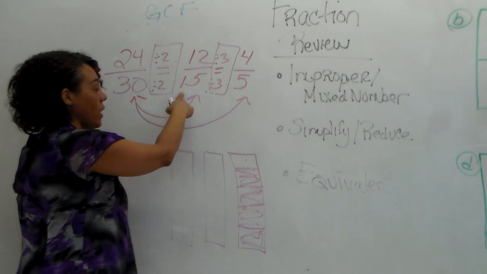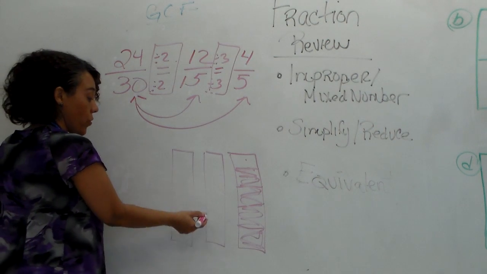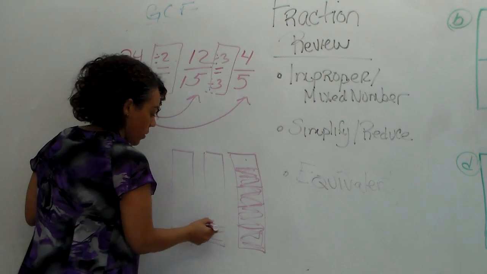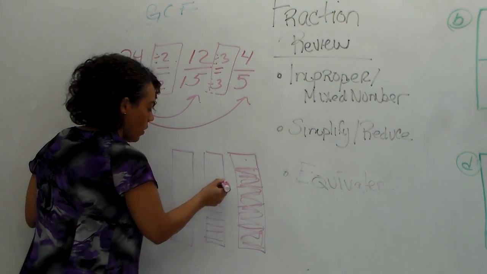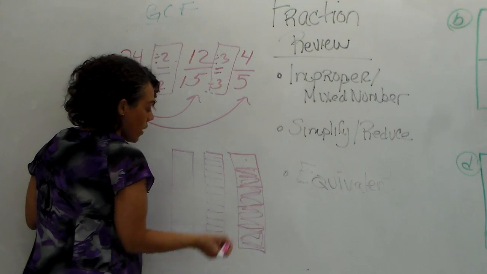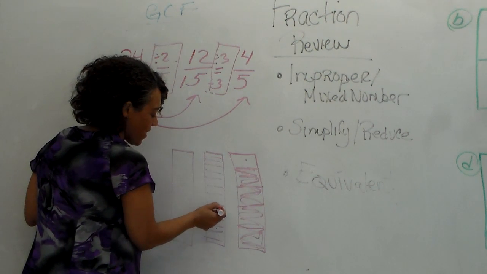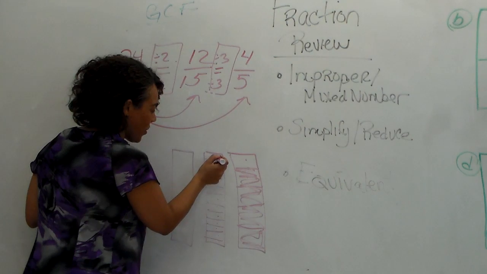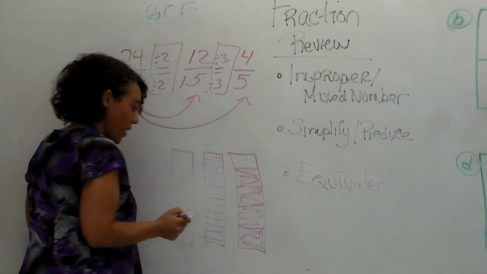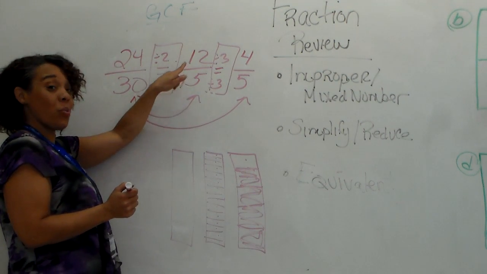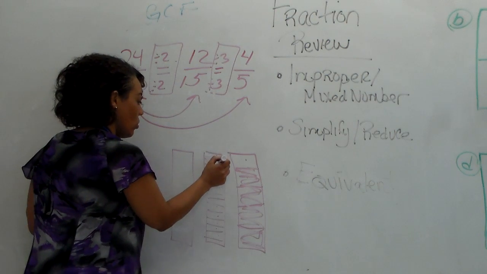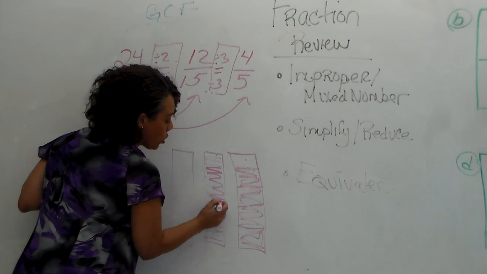The similar thing here, if I was to break this one up into 15 parts, 1, 2, 3, 4, 5, 6, 7, 8, 9, 10, 11, 12, 13, 14, 15. And I were to shade 12 of them. So I'm going to come down, 1, 2, 3, shading all 12 of them.